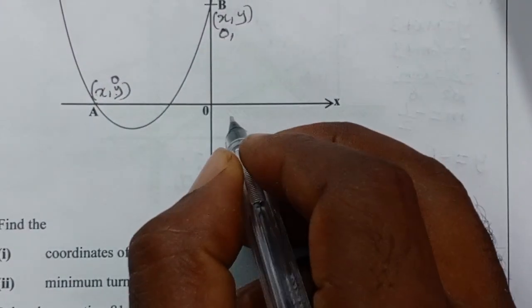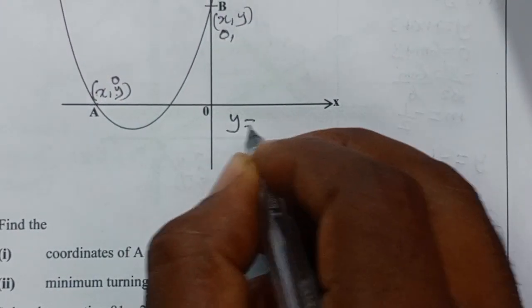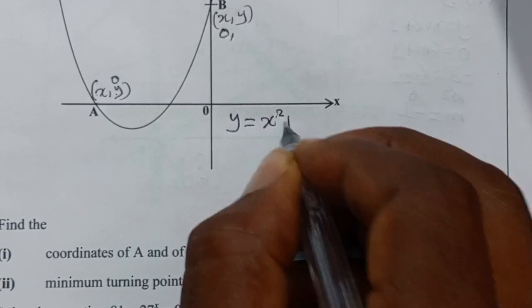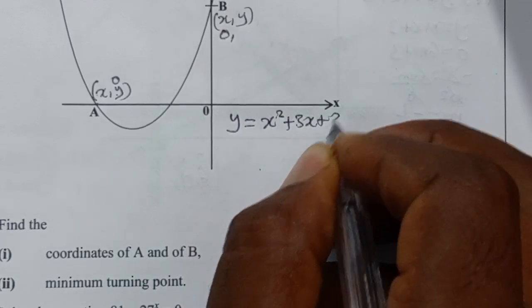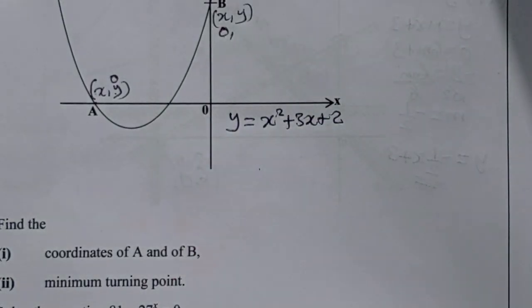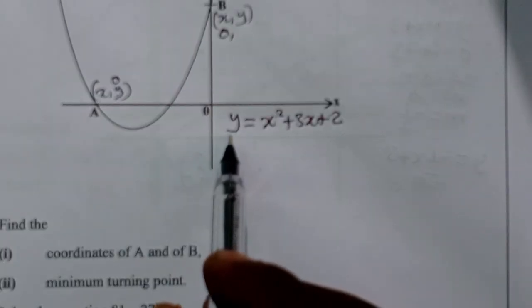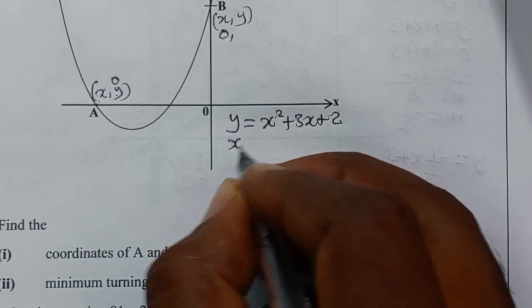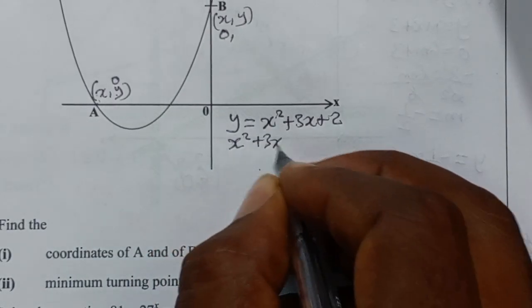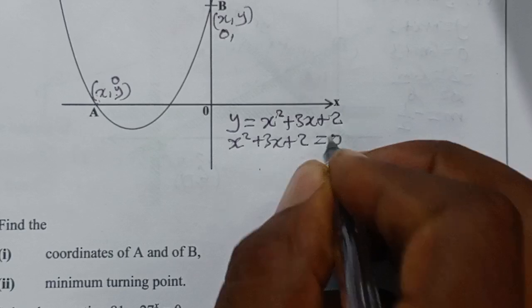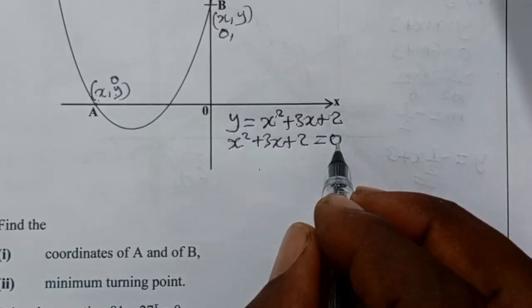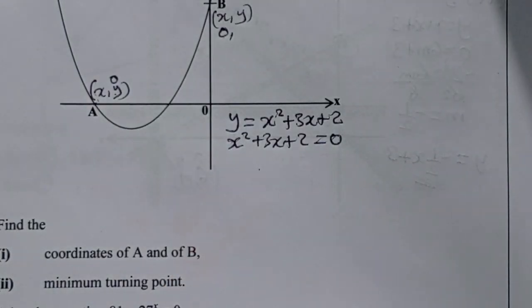The equation is given by y equals x squared plus 3x plus 2. So what is the value of x if y is 0? Where there is y, we substitute 0. So it is x squared plus 3x plus 2 equals 0. I've substituted y with 0. This is quadratic factorization, so I'm going to factorize.